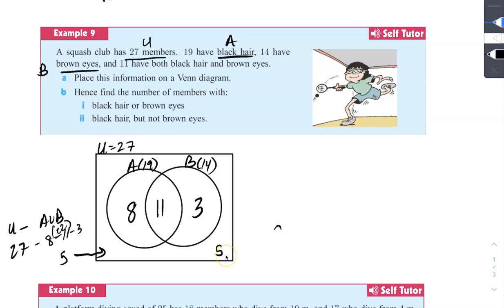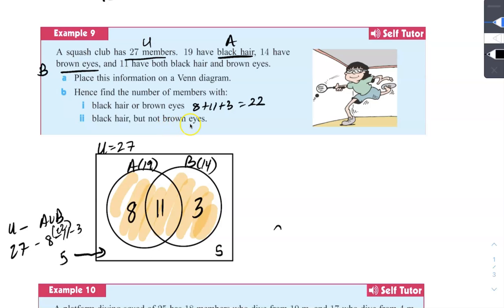So my Venn diagram is done. I just have to solve the questions. Find the number of members with black hair or brown eyes. So remember, black hair or brown eyes means or. So it's this circle or this circle. So both of them together, and that would be 8 plus 11 plus 3, 22.